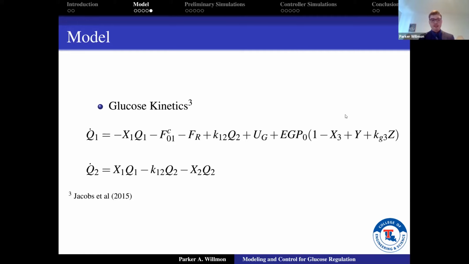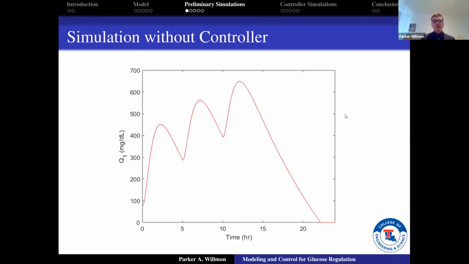The Q1 is the component we care about. That is the amount of sugar in the blood, and it's what we'll be measuring and trying to control throughout the rest of this presentation. So here is a simulation of what would happen to a diabetic patient if they just went about their day with absolutely no insulin. Just a little bit of preliminary information.